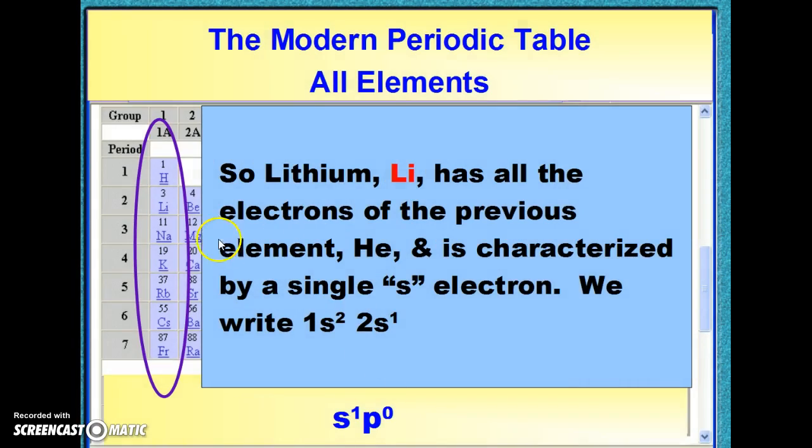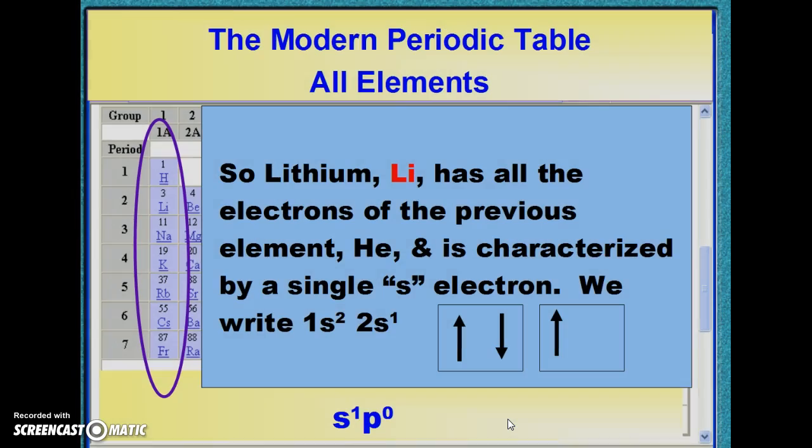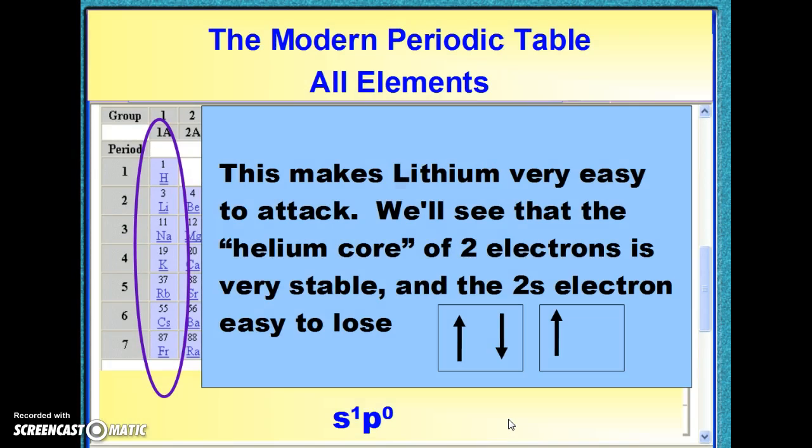So lithium has all the electrons of the previous element helium, which is 1s2, and it's characterized by a single s electron. So we write 1s2, 2s1. And there's your boxes. That makes lithium very easy to attack. We'll see that the helium core of 2 electrons is low energy and stable. The 2s electron here, however, is fairly easy to lose. It has a low ionization energy.